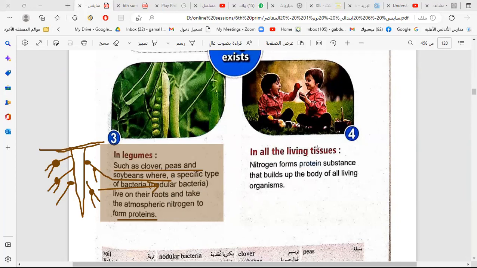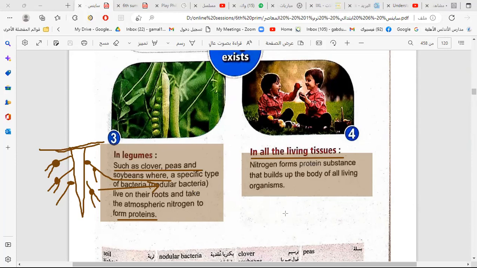So number 4, nitrogen is found in the body tissues, in the living organisms' body tissues. As you see here, nitrogen forms a protein substance which builds the body of all living organisms. So if you want to build your muscles, if you want to build your body more and more, you have to eat more protein. Who can tell me protein food? What food contains more protein? Raise your hand if you know, or write on the chat.